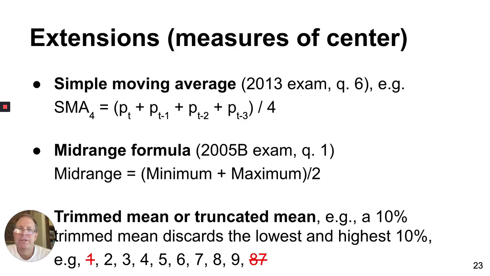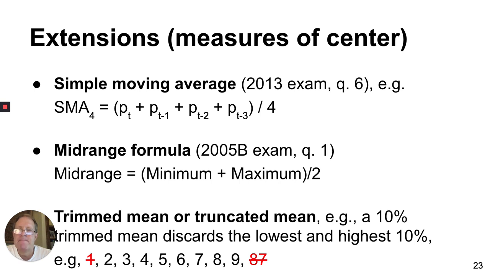And I wanted to alert you to some of the extensions that we've seen on the AP exam. One year, they asked about a simple moving average. A simple moving average takes the last 3 points, divides by 3, or the last 4 points, divides by 4. There was a year in which they talked about the mid-range formula. That is, you take the minimum and the maximum and divide by 2.